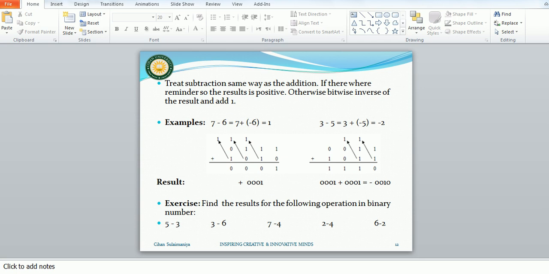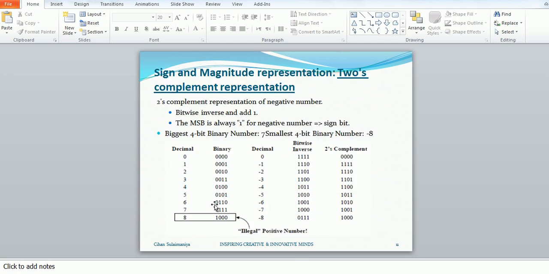I have to flip 6 and add 1. What is 6? If I come back up a little bit, here is 6: 0, 1, 1, 0. So I have to take the 2's complement of 6. How to do it? Flip: I change all 0 to 1 and all 1 to 0. So instead of 0, 1, 1, 0, it will be 1, 0, 0, 1. Then I have to add 1.